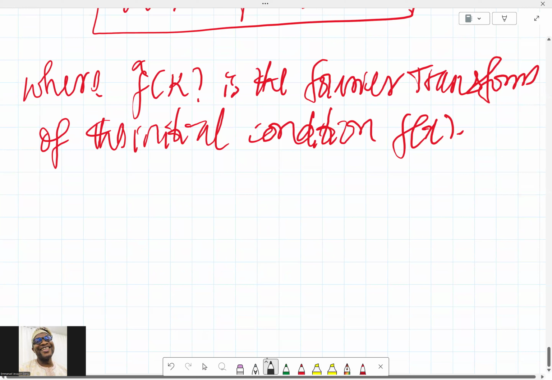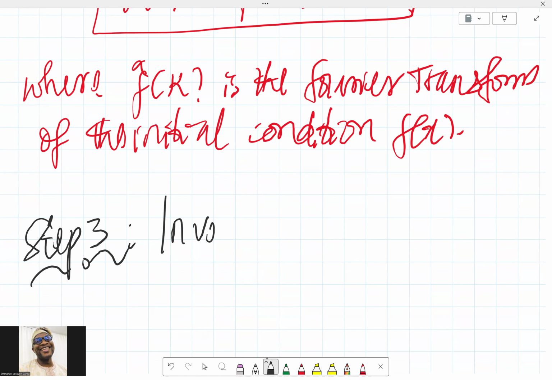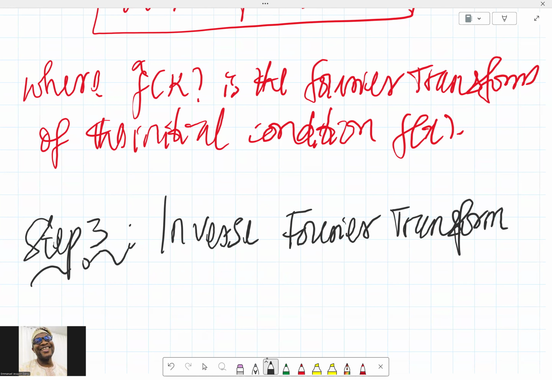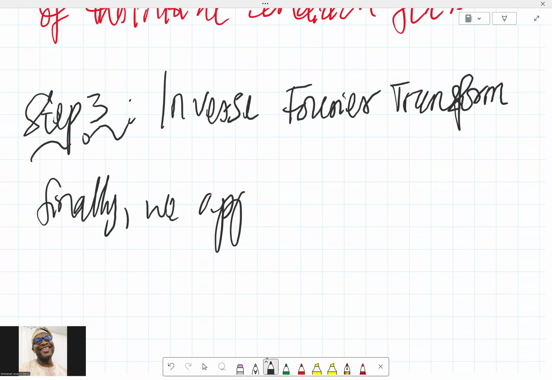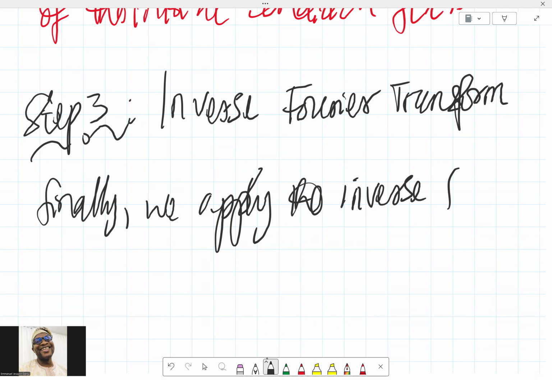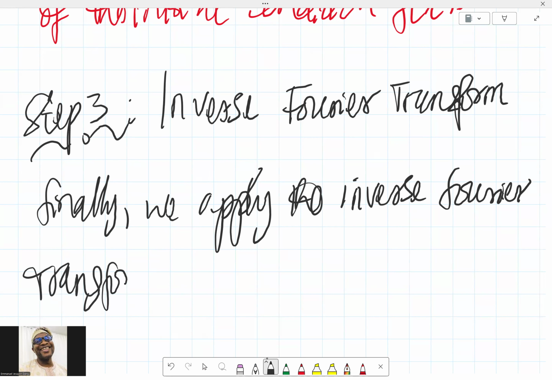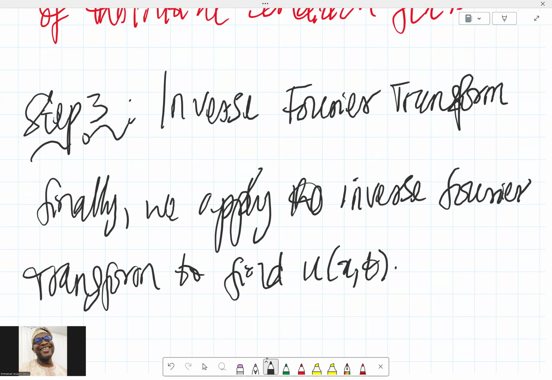So we now go for step 3. In step 3, we find the inverse Fourier transform. So we take it back to the domain we are coming from, right? We want to regain our f of x, because now we are still talking about f cap k. So finally, we apply the inverse Fourier transform to find u of x comma t, which we are really looking for.